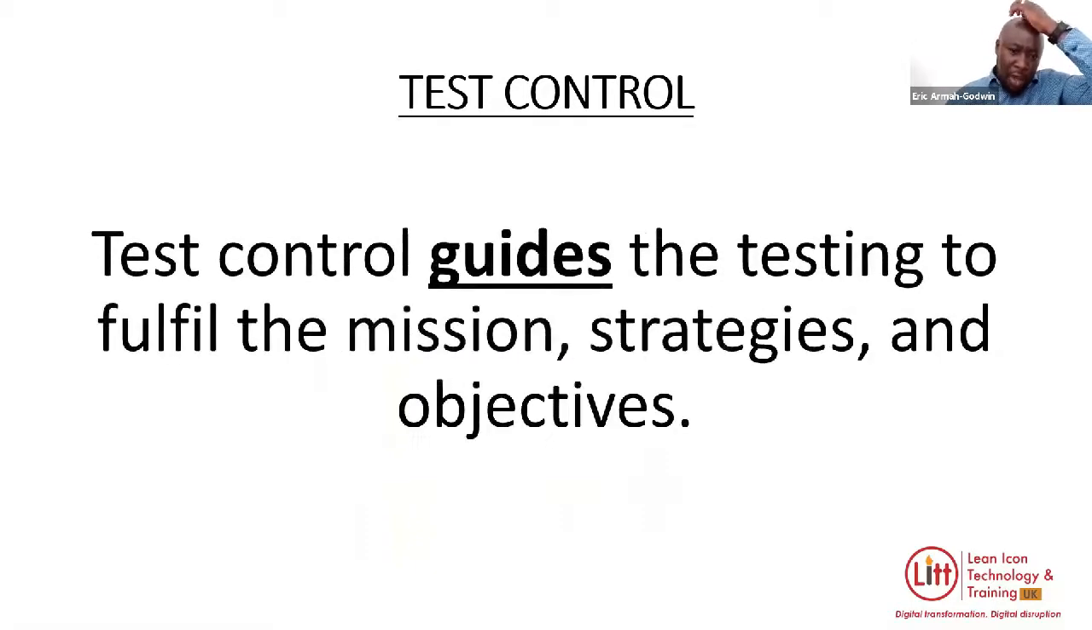So just to end it, test control guides the testing to fulfill the mission or the strategy's end objectives. It is simply an activity of guiding and taking corrective measures based on the metrics and information in order to improve efficiency and quality. And this actually includes revisiting the test planning activities as needed.